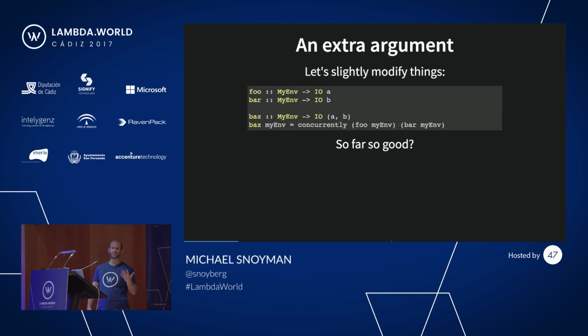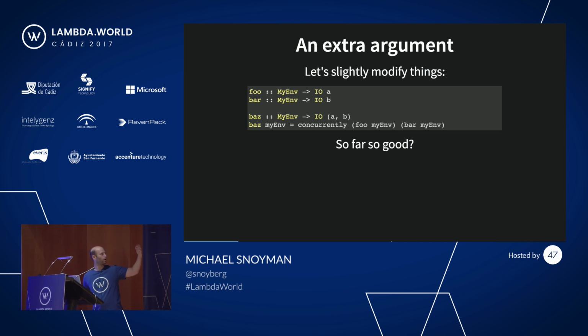In reality, though, it's very unusual that you're going to have functions that are just lying around. They're not really functions, they're actions. They don't have any kind of arguments. Usually, you're going to want to pass in some kind of value. So in our example, I've now made this slightly more complicated. Foo and bar, instead of just being IOA and IOB, take this myEnv. And myEnv is some kind of environment that's getting passed in.